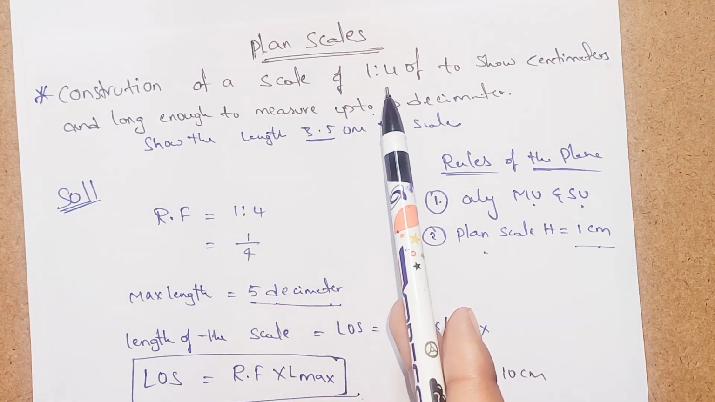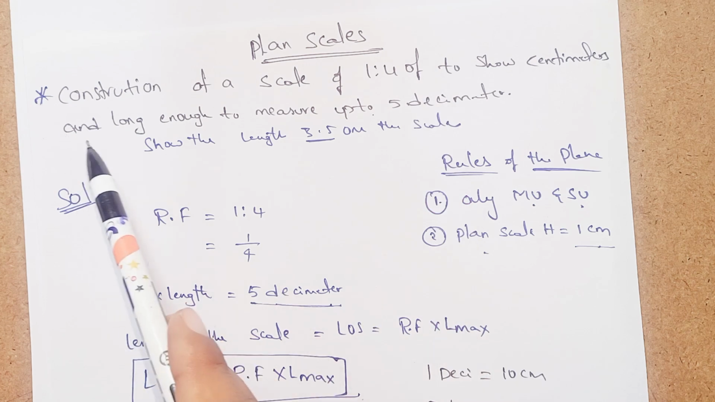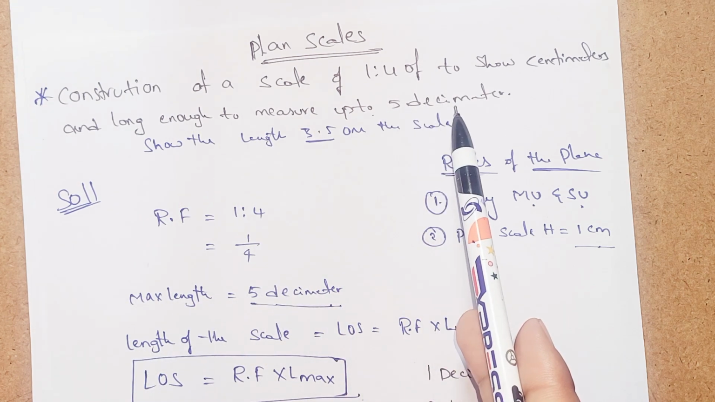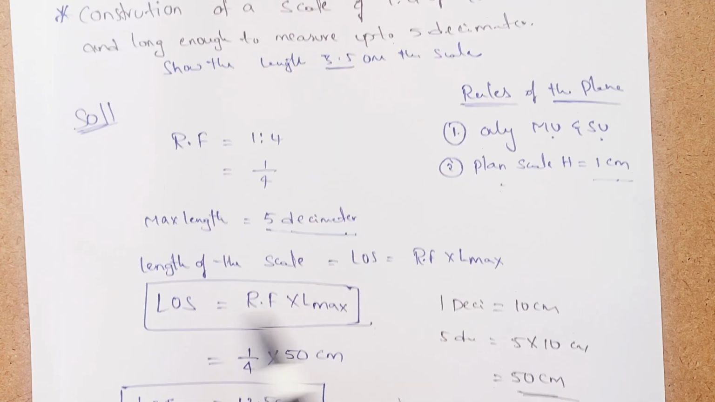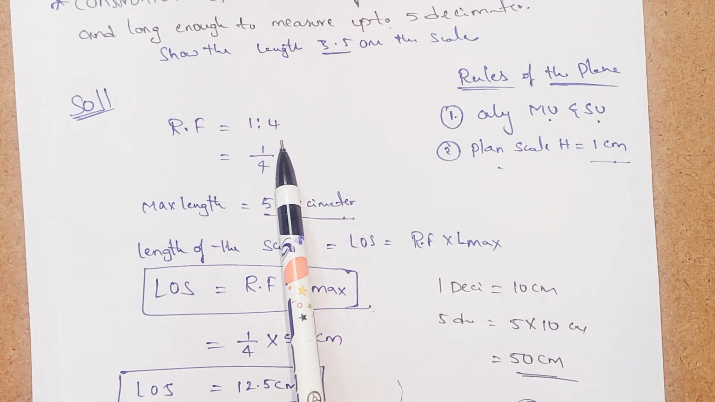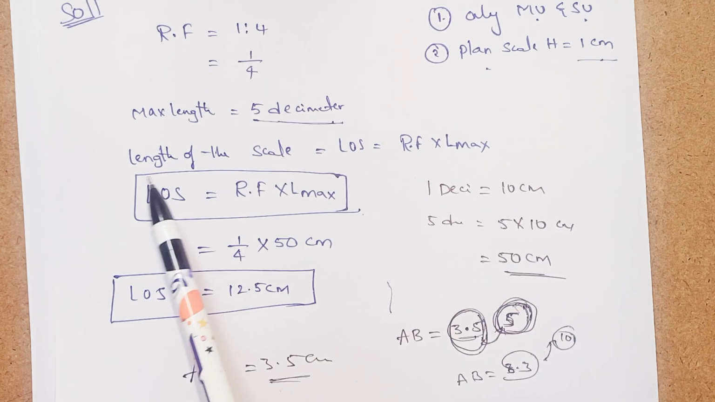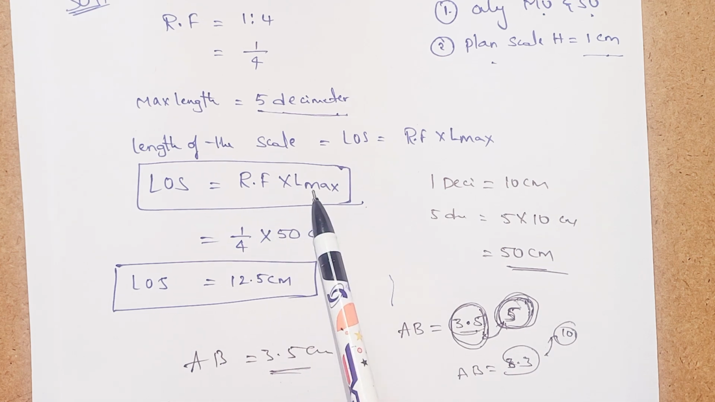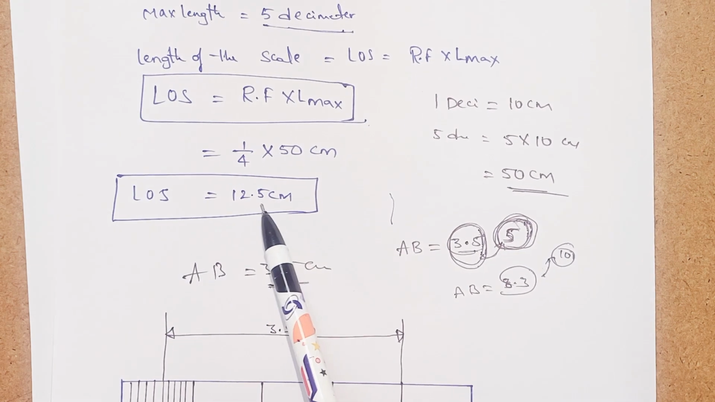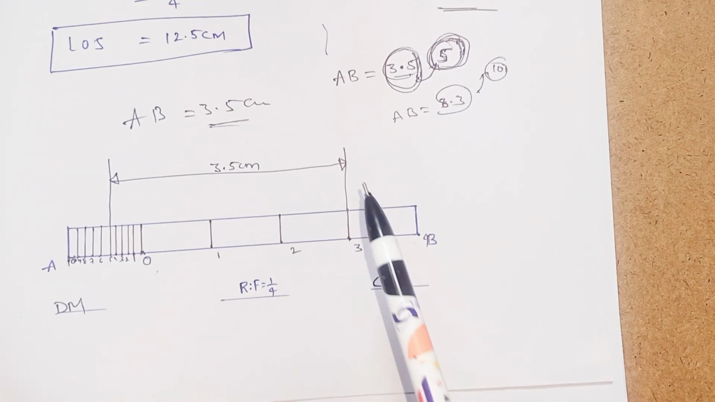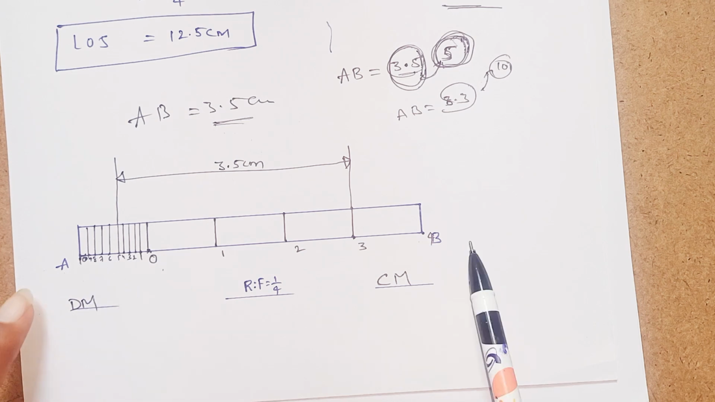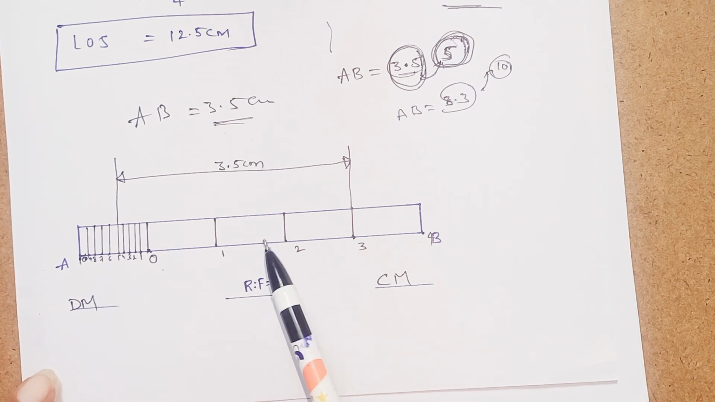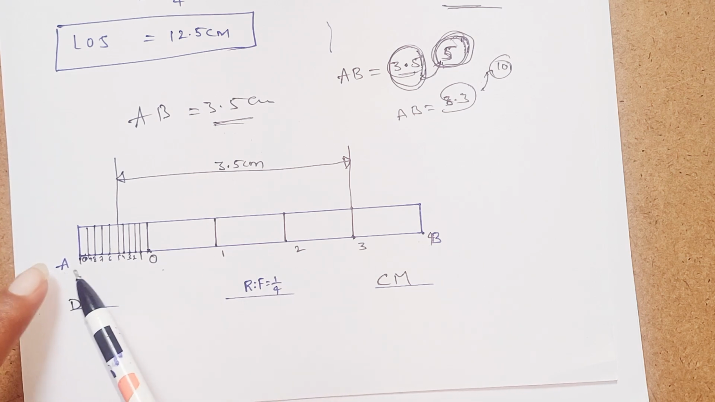So for the plain scale, consider this question: construct a scale of 1:4 to show centimeters and long enough to measure up to 5 decimeters. So this is the formula. RF is given in the question, and the maximum length is also given, and for the length of the scale we substitute in the formula RF into L max. You get LOS 12.5, so the length AB is 12.5 centimeter, and in the middle of the scale you write the RF.